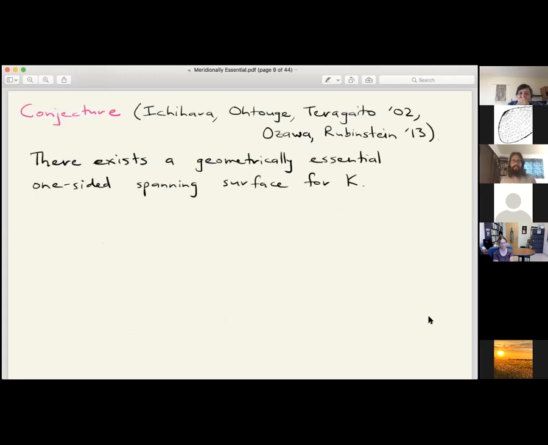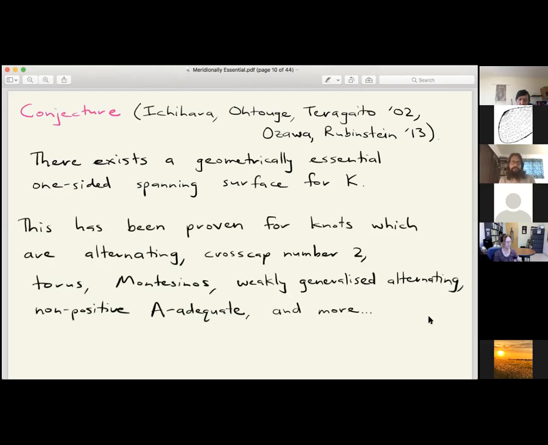So the previous conjecture of Ozawa and Rubinstein was false, but they also made another one. It had also been asked by Ichihara, Ozawa, and Teragaito as a question earlier. And that was whether every knot in the three sphere bounds a geometrically essential one-sided spanning surface. Okay, so this one is open. Dunfield's counterexamples don't say anything about this conjecture because he was just looking through boundary slopes that correspond to two-sided surfaces.